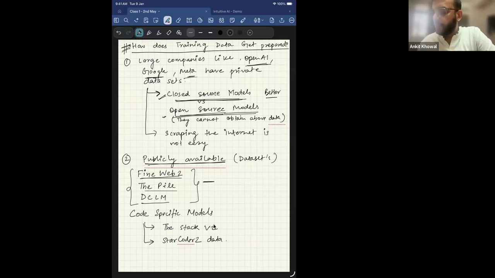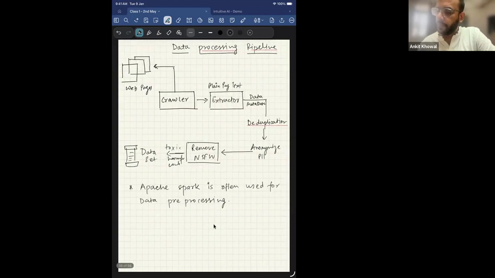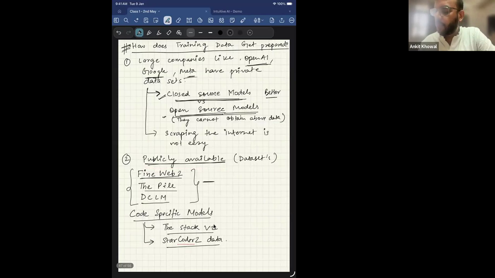Now, let's say you are creating a coding specific model, like Cursor or GitHub Copilot or anything, and you want to train the model. Then these data sets are available: The Stack V2, StarCoder data. And what does the data processing pipeline look like? You have web pages on the internet. So how these data sets are created, I'm talking about that part.